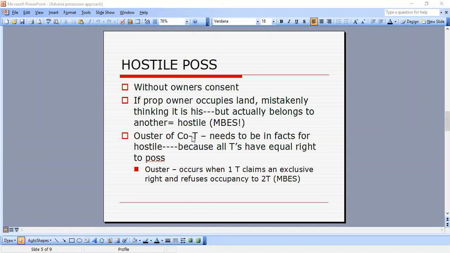Now the ouster of a co-tenant. So if we have two tenants, it needs to be in the facts for hostile, because all tenants have equal right to possession. An ouster occurs when one tenant claims an exclusive right and refuses occupancy to the second tenant. Now he has to refuse him occupancy. It just can't be because the second tenant decides to move out of state and doesn't want to be there. It needs to be because he refuses, and you'll see that in the actual MBE facts. So in order for it to be hostile, he has to refuse or oust the other co-tenant, okay?